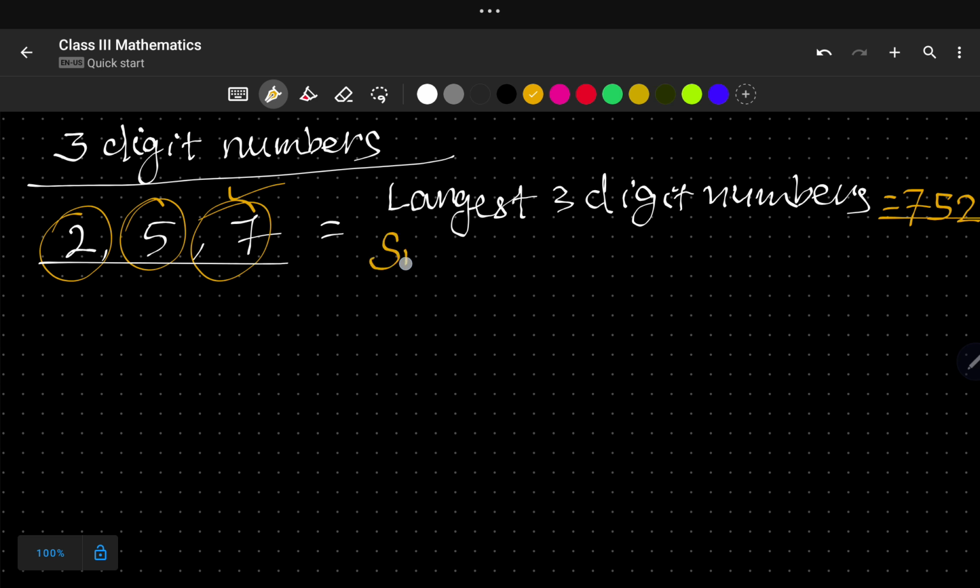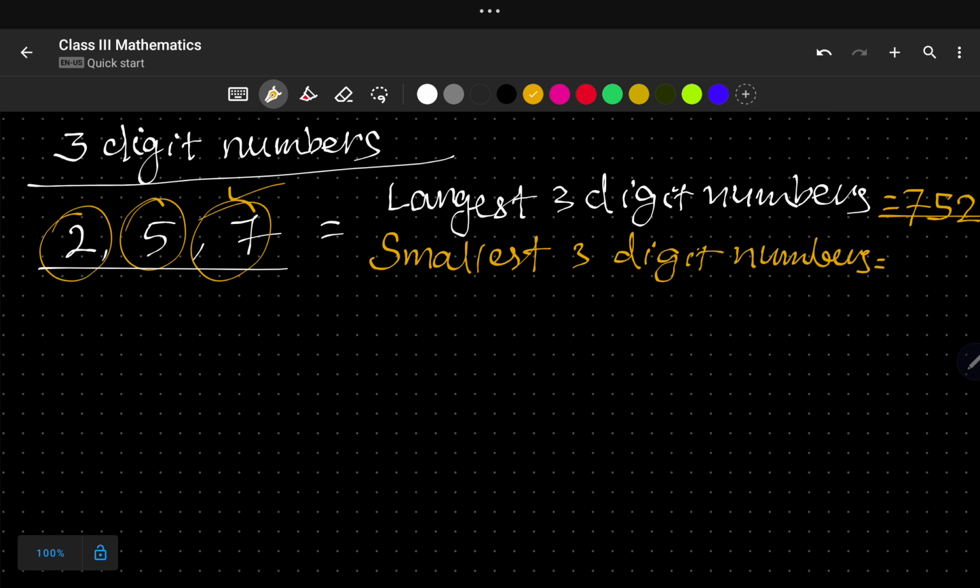At the same time, if we find the smallest three-digit number, it will be the small one, 2, then 5, and then 7. In this way, we can find both the largest and smallest three-digit numbers.